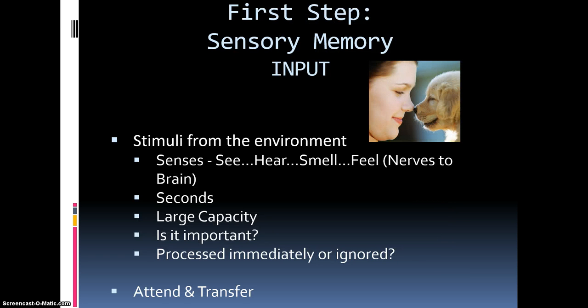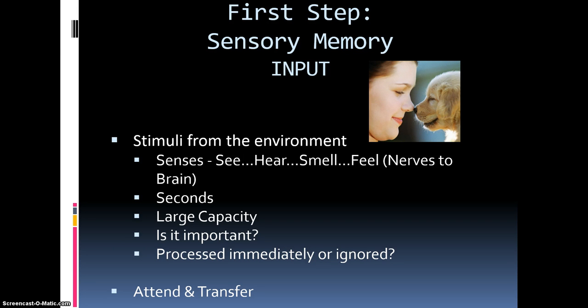Okay, let's take a look at the very first step of the mind, where all the information comes in. This is the sensory memory, remember? All the input comes in, the stimuli from the environment, the senses, what we see, hear, smell, feel, all these nerves are sending information to the brain. And there's seconds, large capacity of information coming in.